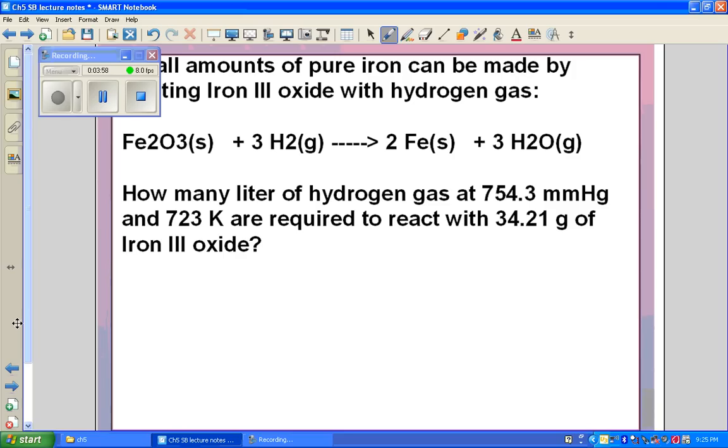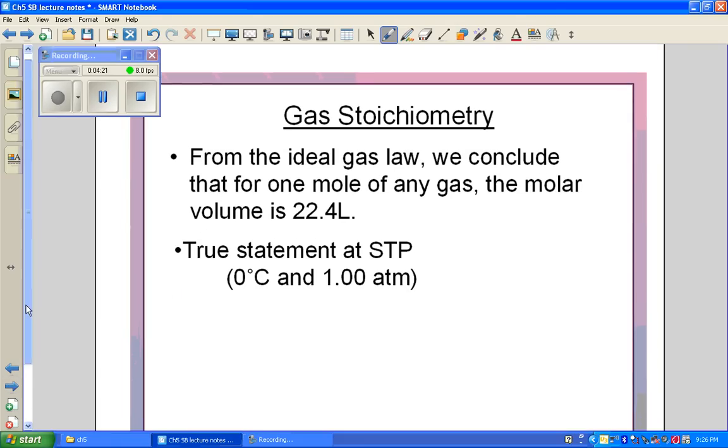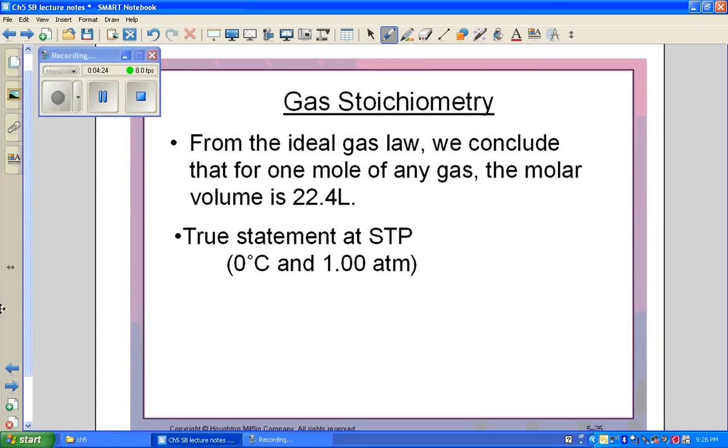The next question has to do with PV=nRT again, and this one is asking for how many liters of hydrogen gas, and the answer here is 38.4 liters of hydrogen gas, using PV=nRT again. And so here we're going to talk about our gas stoichiometry. From the ideal gas law, we can conclude Avogadro's hypothesis, that for 1 mole of any gas, the volume is 22.4 liters.